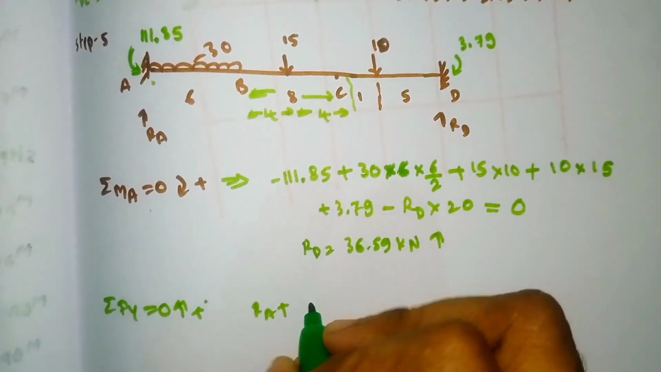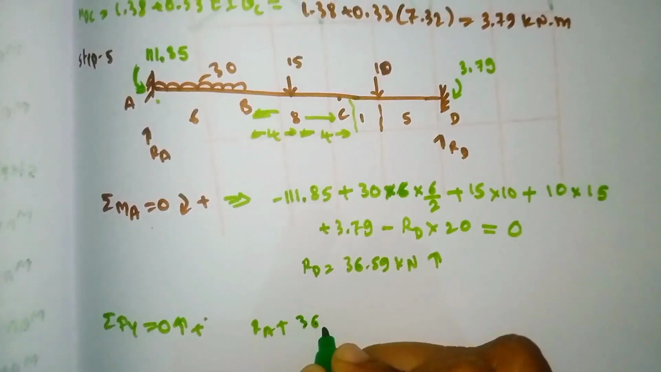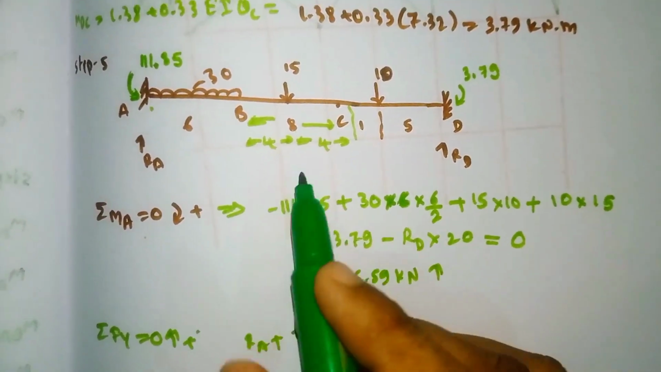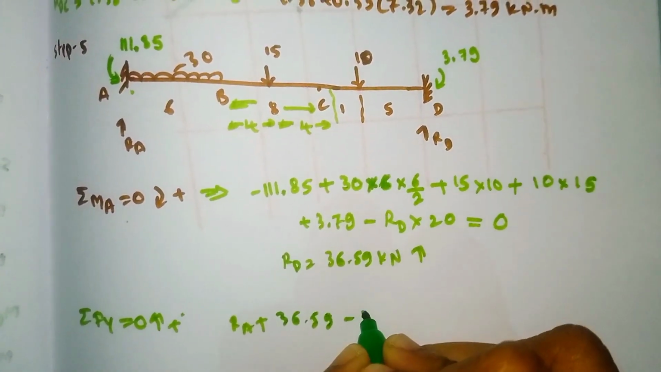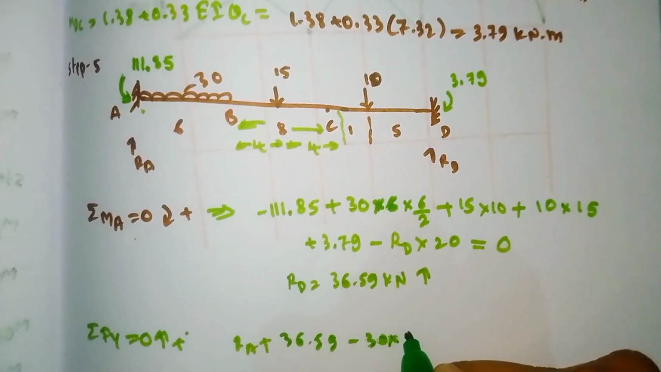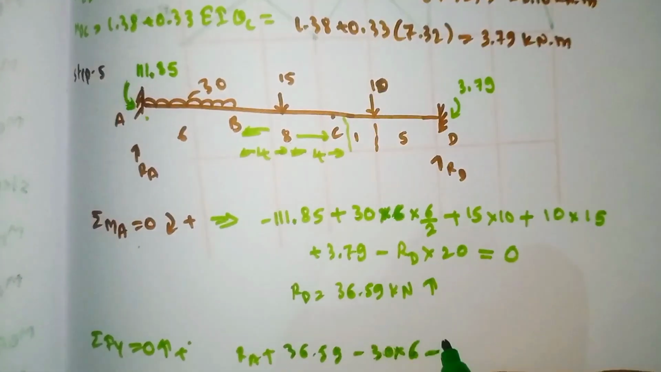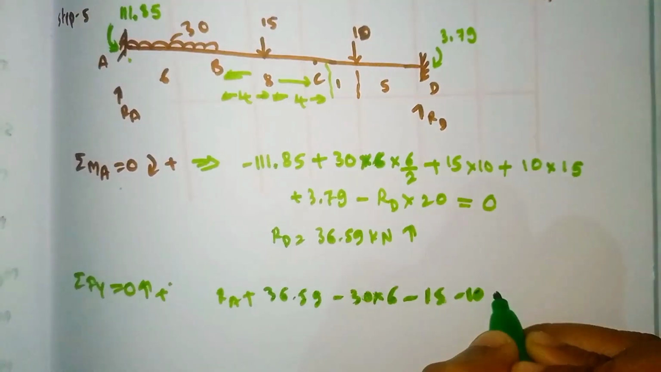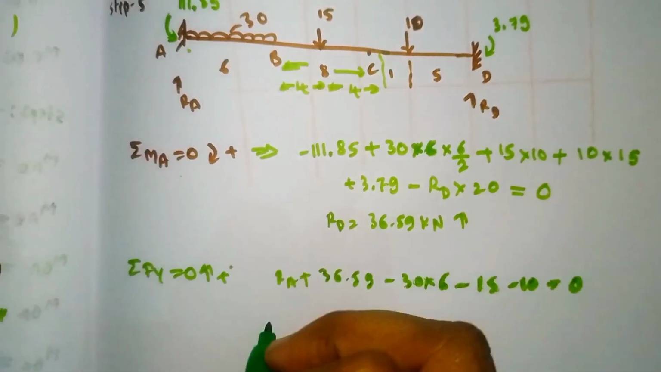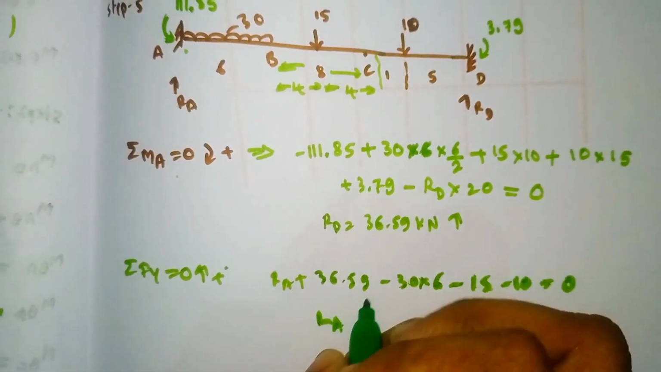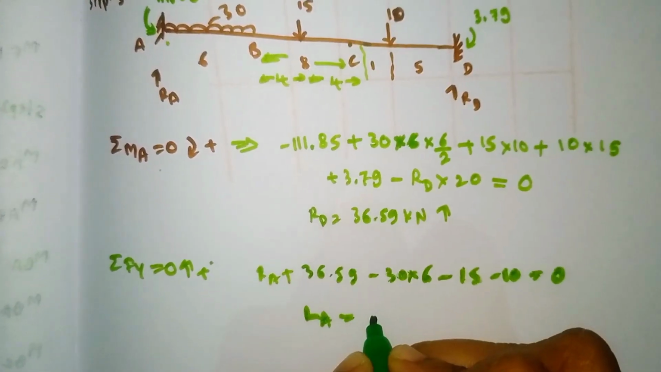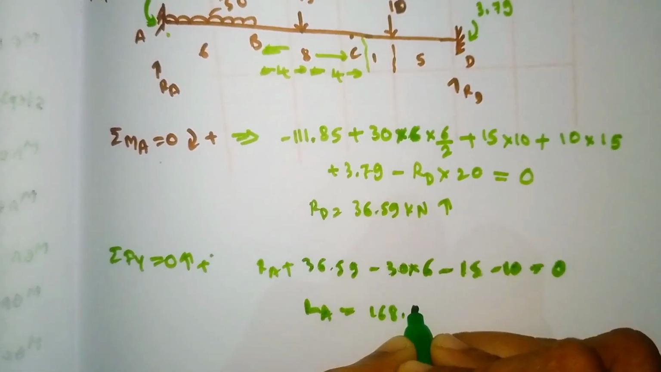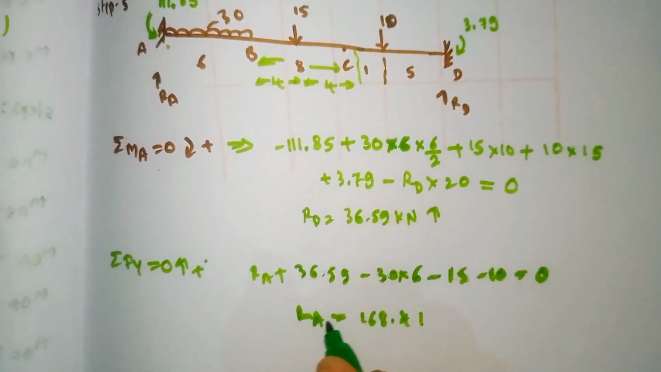RA plus RD, the value we got was 36.59, minus the UDL, so minus 30 into a distance of 6, and one point load is there, that is 15, and another one is 10, so minus 10, is equal to 0. So simplify it, our RA will come out as 168.41. This is the RA value.